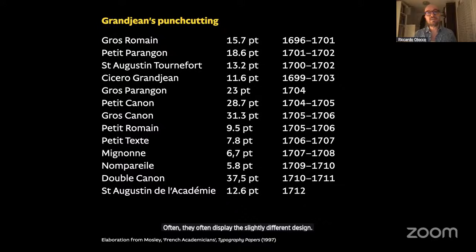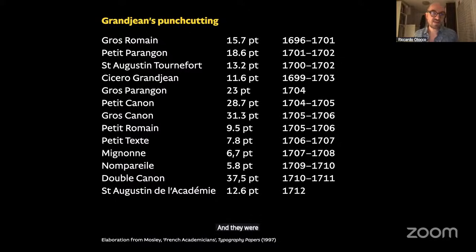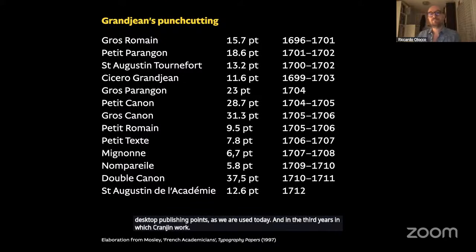In the following years, Grandin cut several other sizes of Romain du Roi. Here you can see the complete list recorded by Mosley with the size names, and they were called with the size names after the middle of the 1700s, when no one in the Imprimerie Royale could understand the Truchet scheme anymore. On the second column, you see the size in points, in desktop publishing points, as we are used to today, and in the third, the years in which Grandin worked on these types.